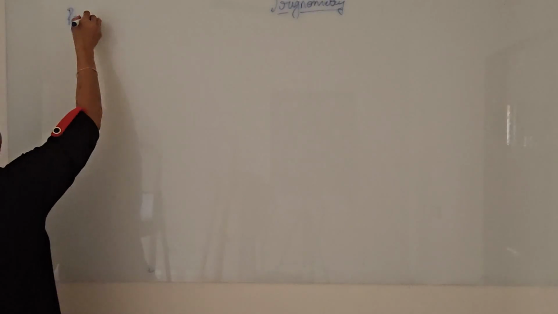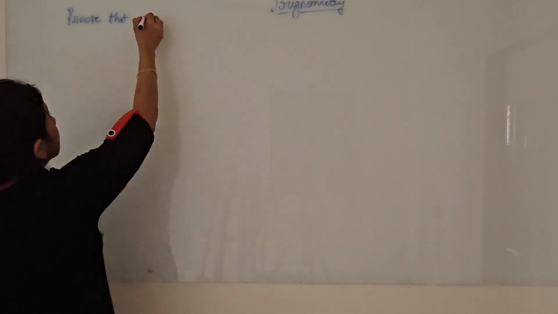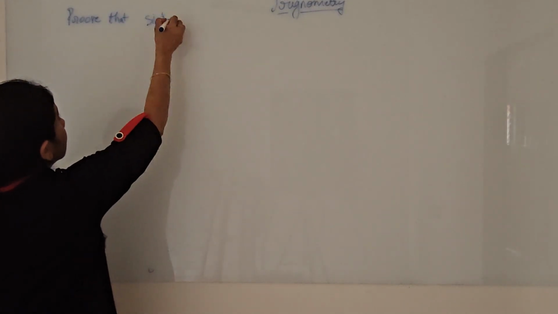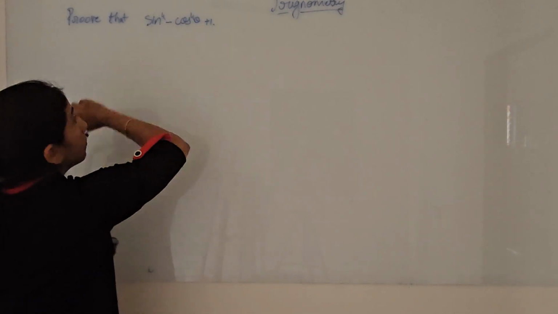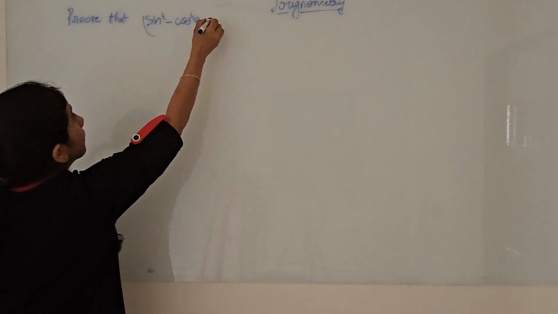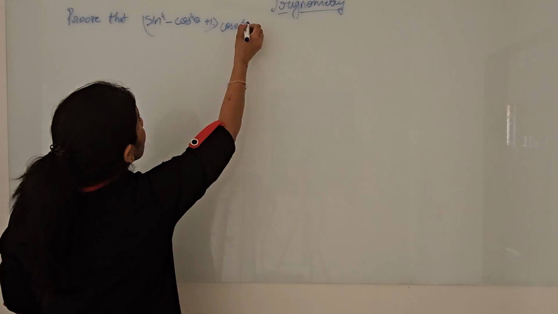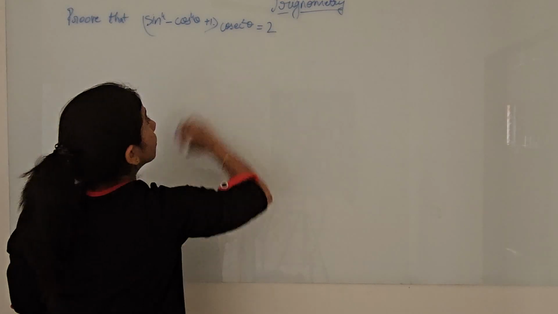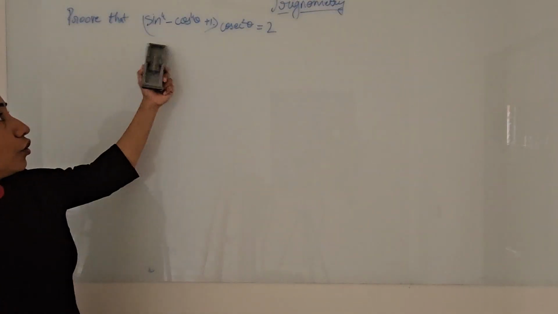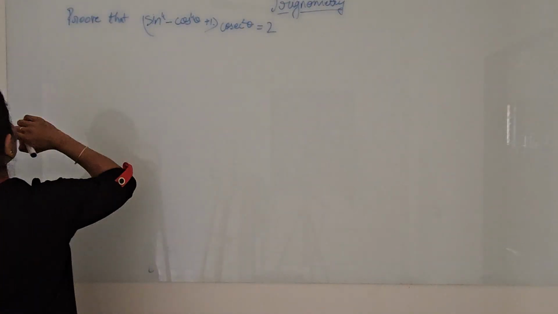Question number 3 says that we have to prove that (sin^4 theta minus cos^4 theta plus 1) into cosec^2 theta is 2. The value of LHS is 2. Now let's start with the solution part.